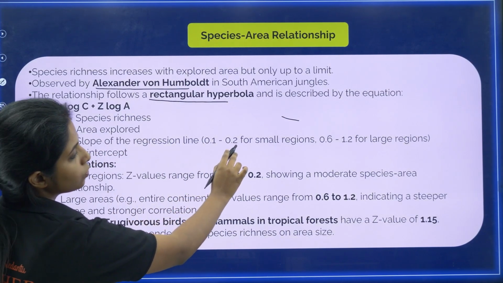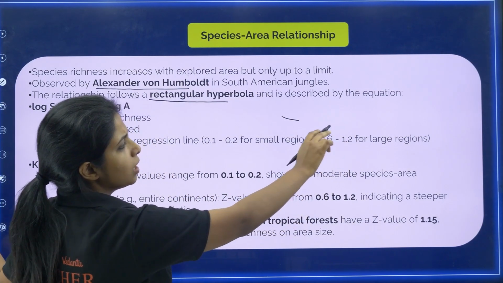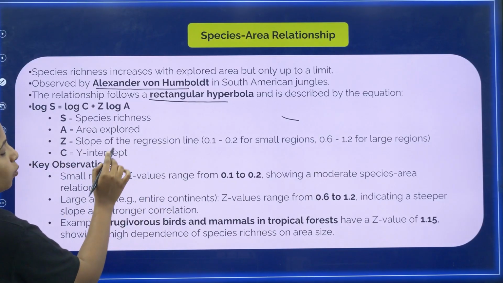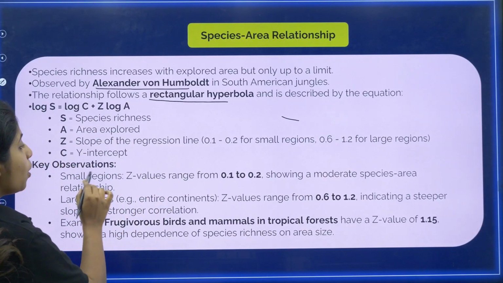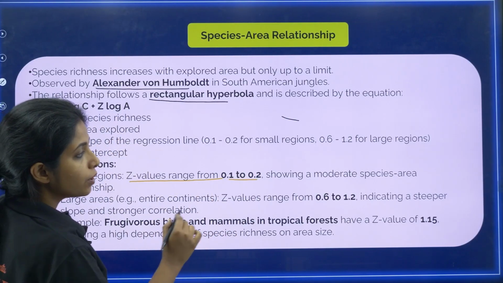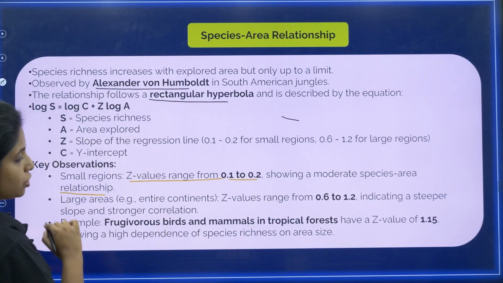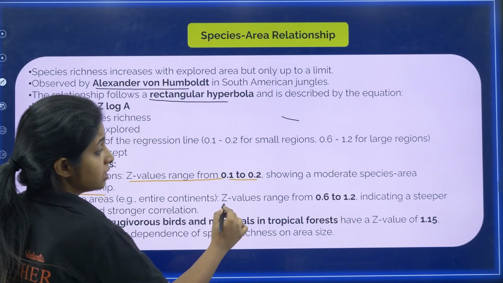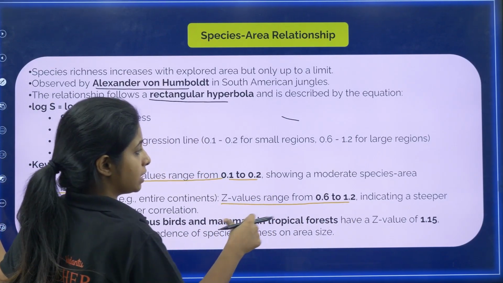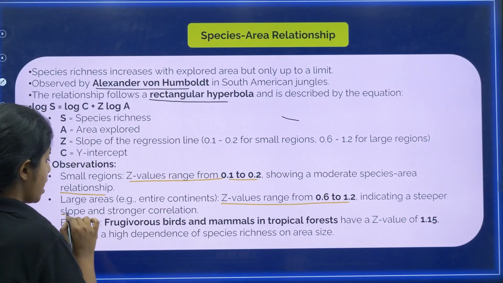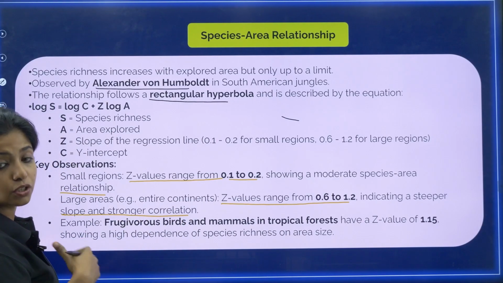That is 0.1 to 0.2 for small regions, 0.6 to 1.2 for larger regions. Now C is equal to the y-intercept, where the line is touching. So in small regions, it was found that Z values range from 0.1 to 0.2, showing a moderate species-area relationship. In large areas, entire continents, Z values range from 0.6 to 1.2, which is quite high, indicating a steeper slope and stronger correlation. That means it is way high.